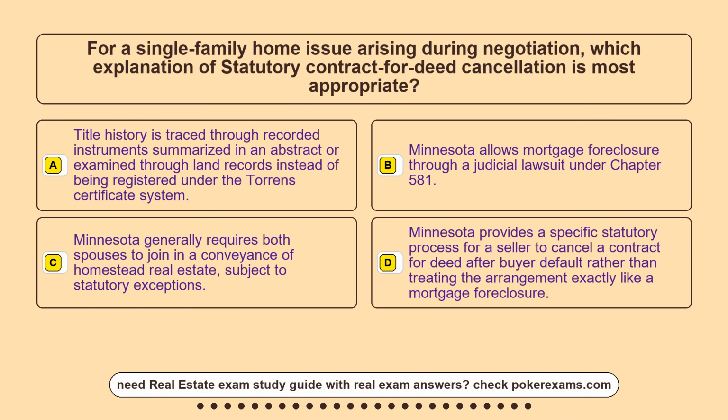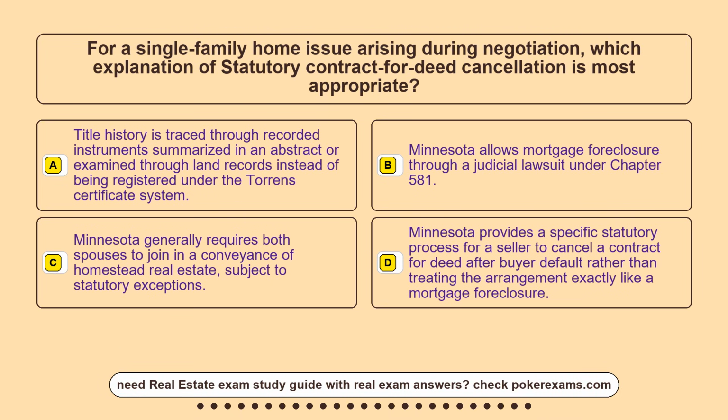Question 21. For a single-family home issue arising during negotiation, which explanation of statutory contract-for-deed cancellation is most appropriate? Option A, title history is traced through recorded instruments summarized in an abstract or examined through land records instead of being registered under the Torrens certificate system.